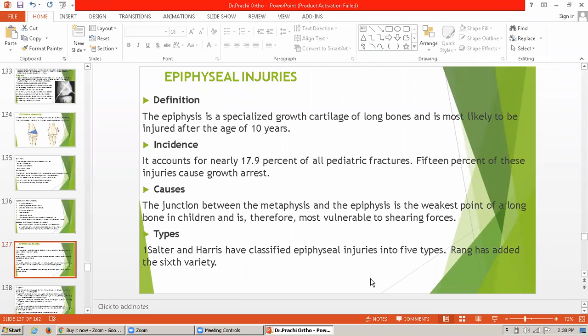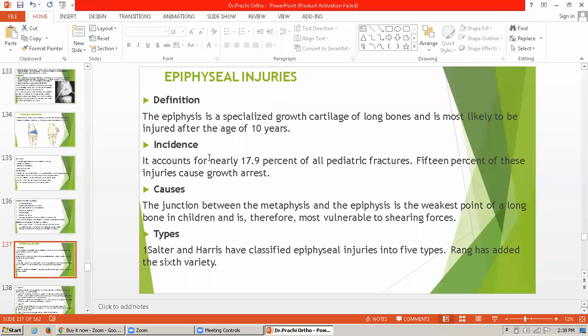After fractures in children, the next topic is epiphyseal injury. The definition: the epiphysis is specialized growth cartilage of the long bone and is most likely to be injured before the age of 10 years. So mostly in children around the age of 10 years, the epiphysis is generally injured. This specialized growth cartilage of the long bone, that is the epiphysis, being injured is called epiphyseal injury.